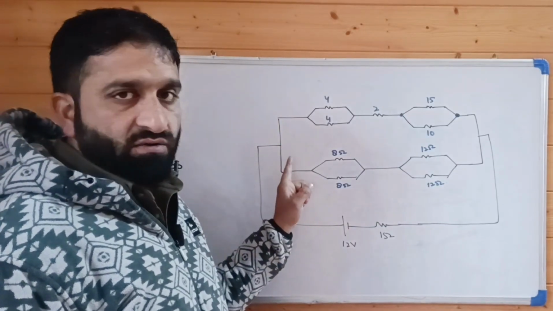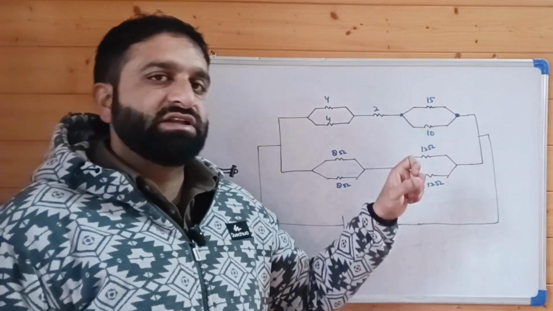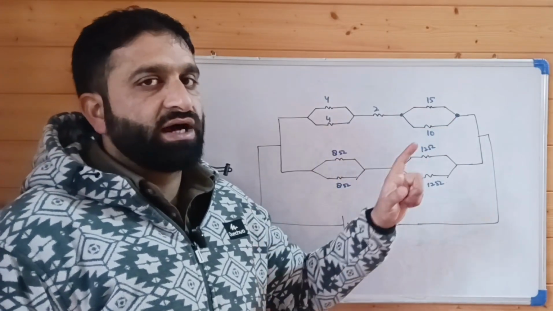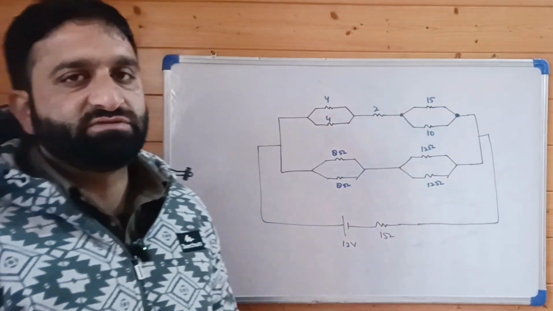When we have got the current passing through this 15 ohm resistance, we will just apply Ohm's law, that is V is equal to IR, and we will have the voltage, or the potential difference, across this 15 ohm resistance.